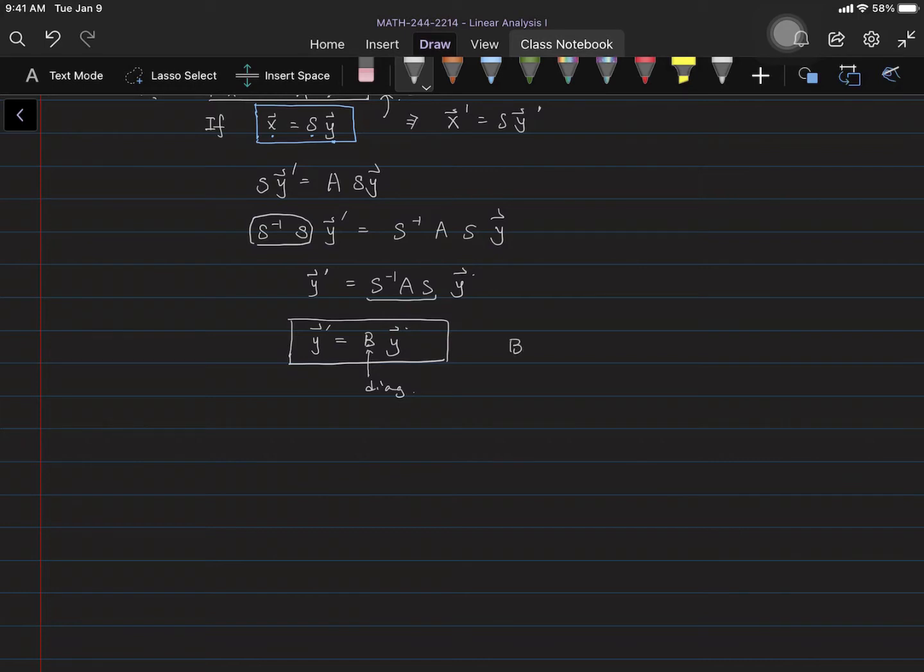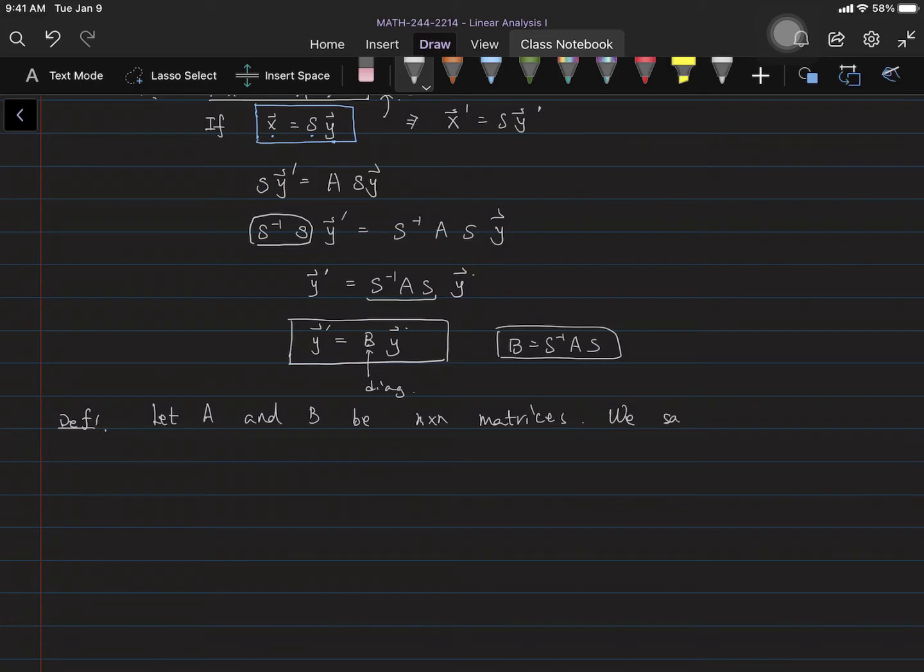Okay, you can see here B is S inverse AS. Definition 1: it just means we have two matrices, A and B, n by n matrices.